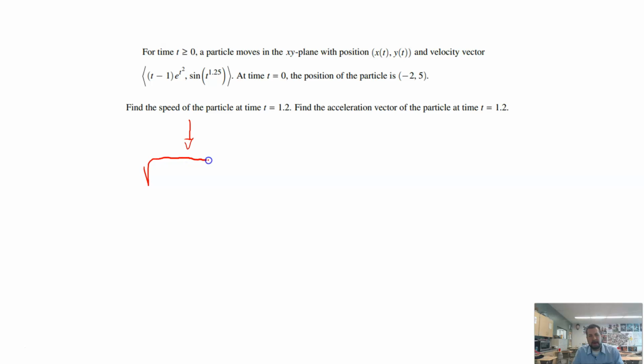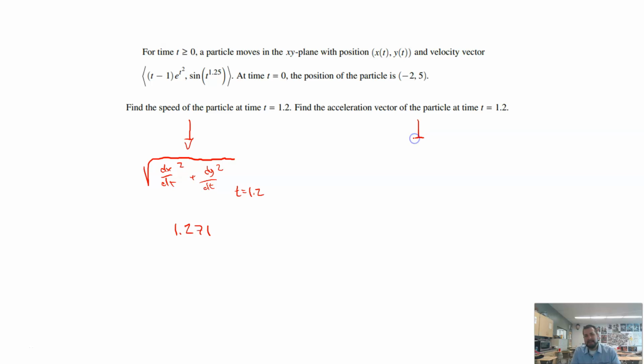The speed of the particle is just the square root of dx/dt squared plus dy/dt squared, and this is the important part: we do need to plug in time equals 1.2. So you'll notice there's no integral here. It just wants to know if you know the correct formula for speed. And that is 1.271. There's the speed of my particle.